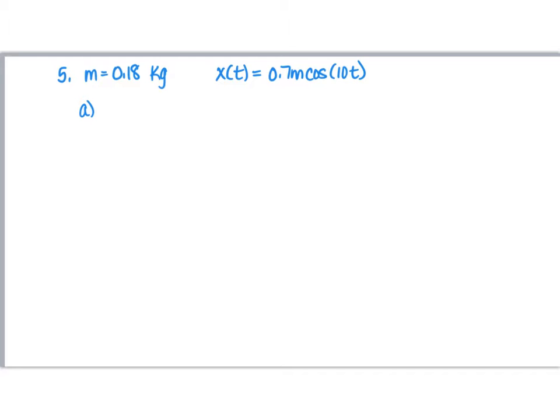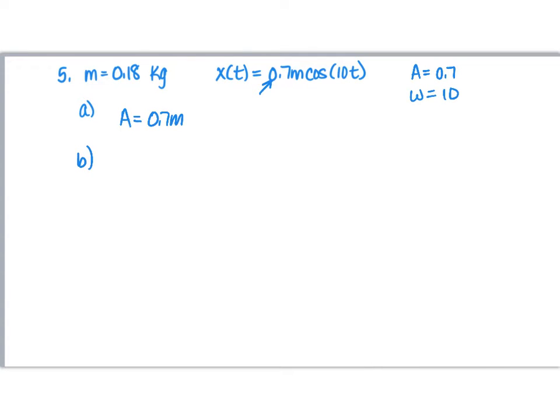So for my problem 5, I have a mass of 0.18 kilograms, and then the equation of motion for the simple harmonic oscillator is 0.7 meters cosine 10t. So looking at that expression, I can see that the amplitude is 0.7 and omega is equal to 10 for this particular problem. So the first question is, what's the amplitude? And that one's relatively simple to find from the equation because it's just this coefficient, so it's 0.7 meters.